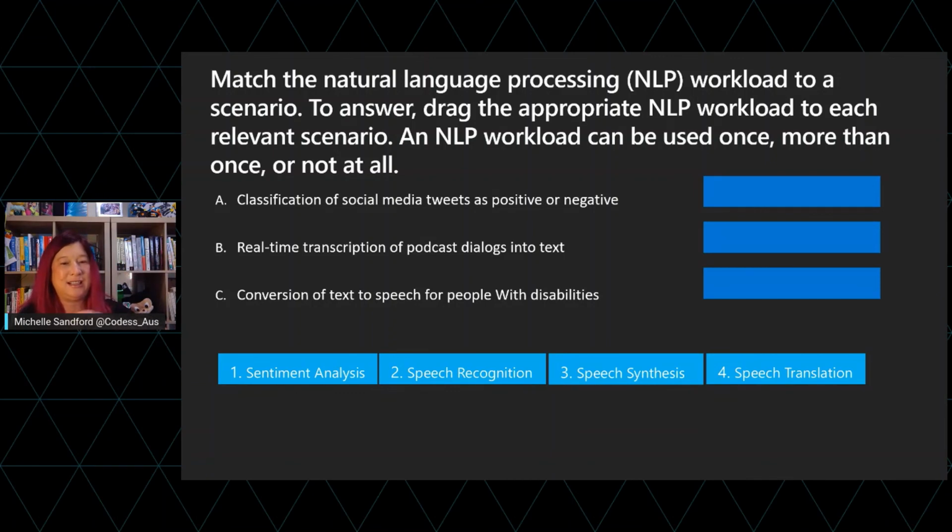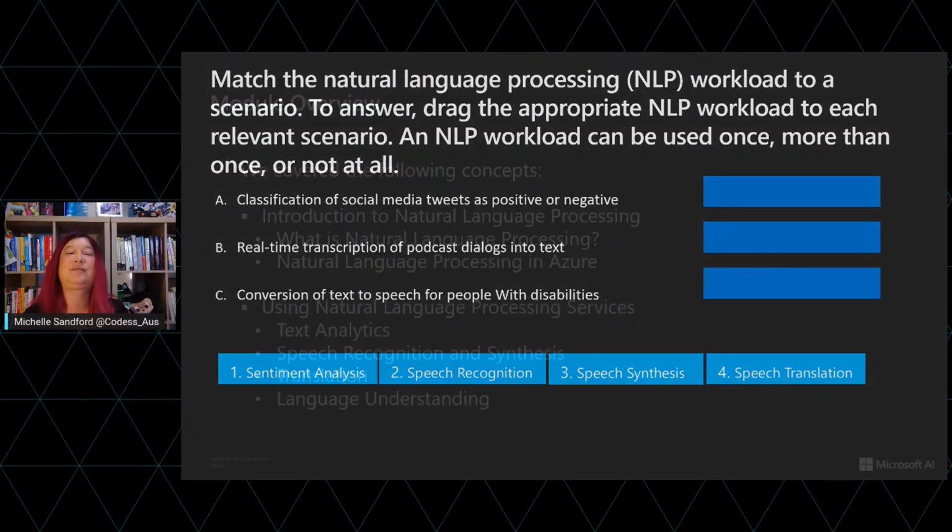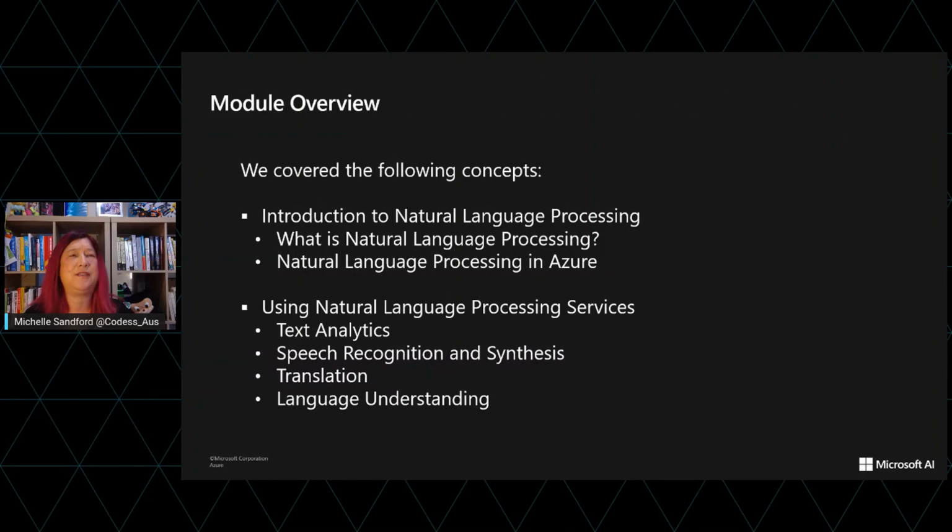Speech synthesis is the opposite of that. It sees the text and then it speaks out loud, like Stephen Hawking. Speech translation is I'm speaking English and it translates it into Spanish. So conversion of text to speech for people with disabilities is speech synthesis. Yes, Stephen Hawking. There are more people than Stephen Hawking in the world that used that technology. Okay, so we covered all of these things.